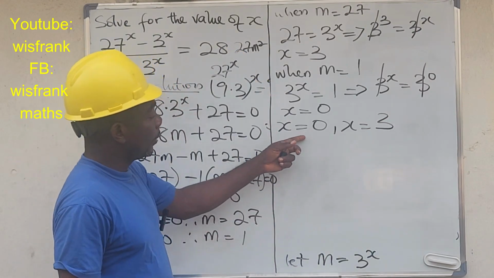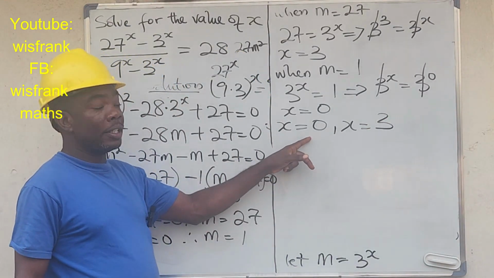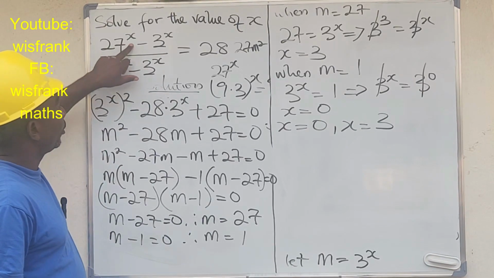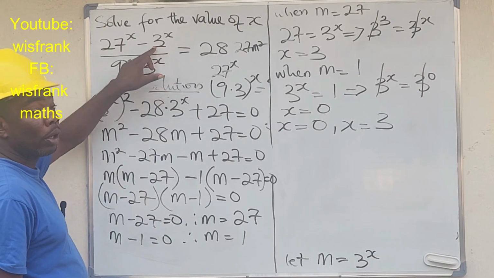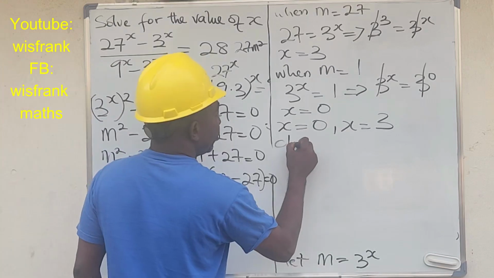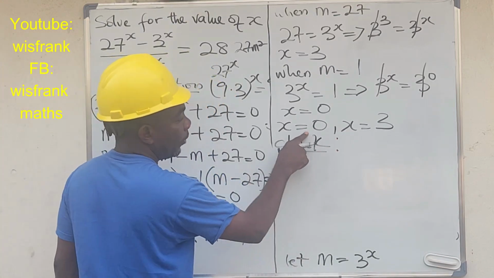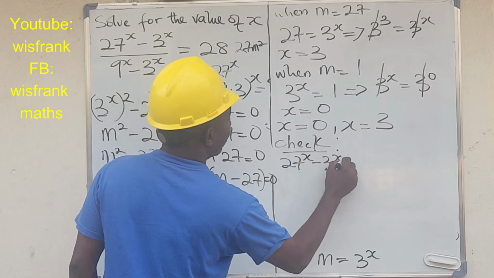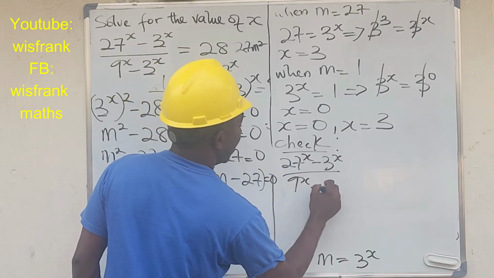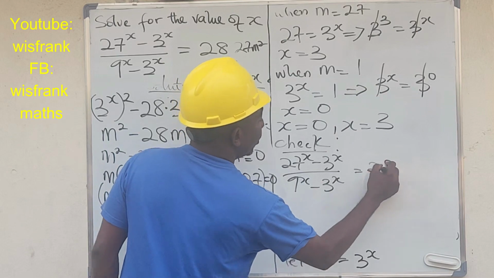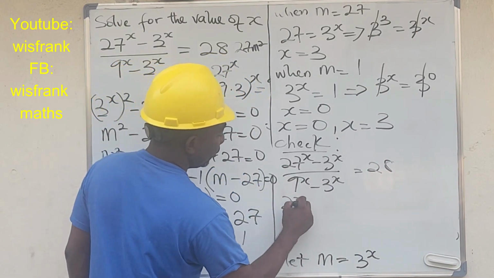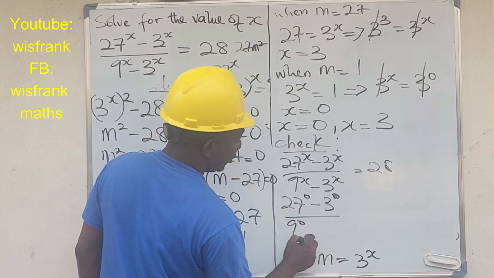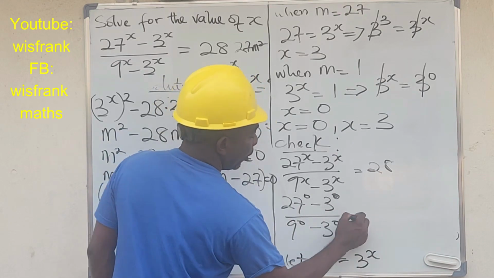So in this case, if we substitute back the value of x as 0 into this expression, it's going to give us 0. This raised to the power of 0 is 1, and this raised to the power of 0 is 1. 1 minus 1. Okay, let's do a simple check. When we have x equals 0, we have 27 raised to the power of x minus 3 raised to the power of x all over 9 raised to the power of x minus 3 raised to the power of x is equal to 28. So when we have 27 raised to the power of 0 minus 3 raised to the power of 0 all over 9 raised to the power of 0 minus 3 raised to the power of 0 equals 28.